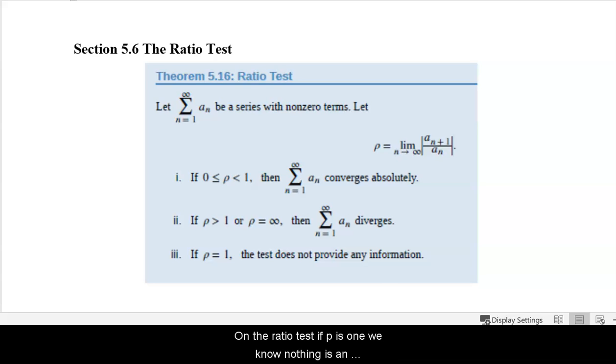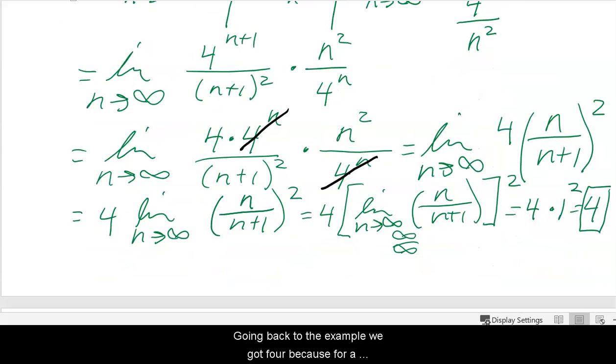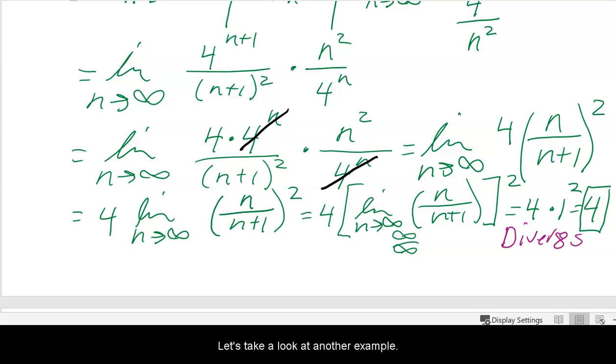On the ratio test, if p is 1, we know nothing. It's an inconclusive test and we need to do something else. But if p is less than 1, it is convergent, not divergent like a p-series. If p is greater than 1 but still finite, or if p gave us infinity, then we know that it is divergent. Going back to the example, we got 4. Because 4 is greater than 1, that means that this one is definitely divergent. Let's take a look at another example.